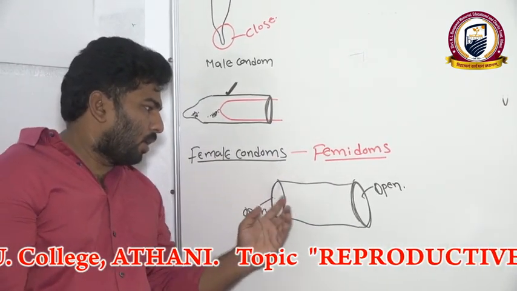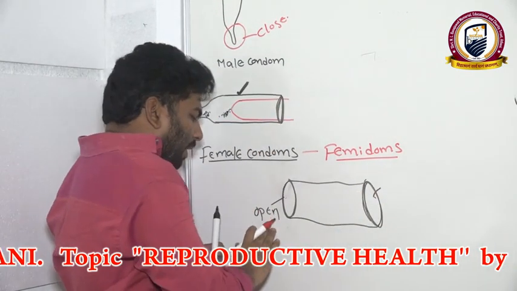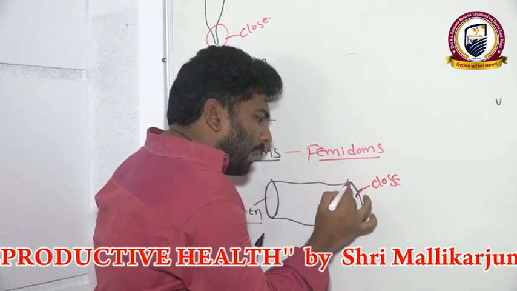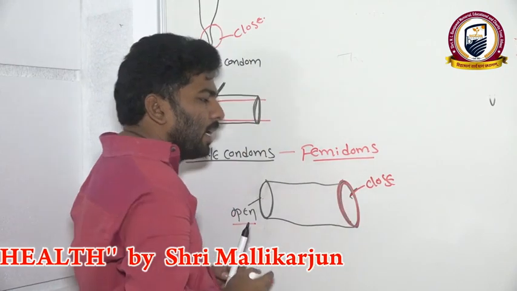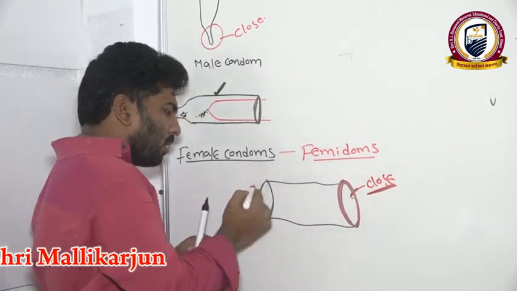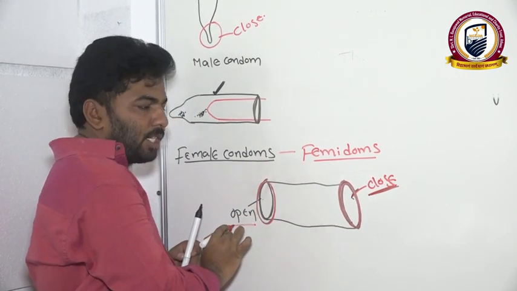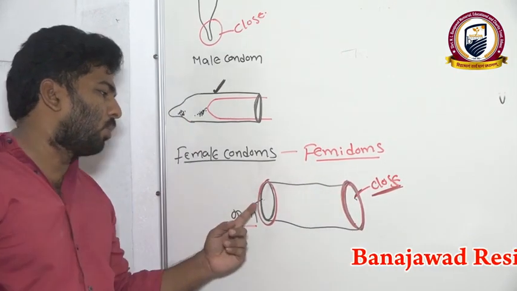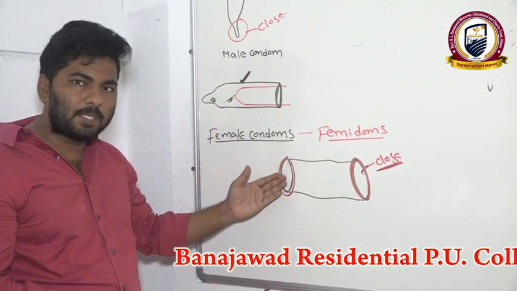Okay, now here the female condom also has one side opening and one side closed, where the narrow opening or narrow ring is present. There we will observe the closed end. Where the wider opening is, there it will be in open condition. Clear?